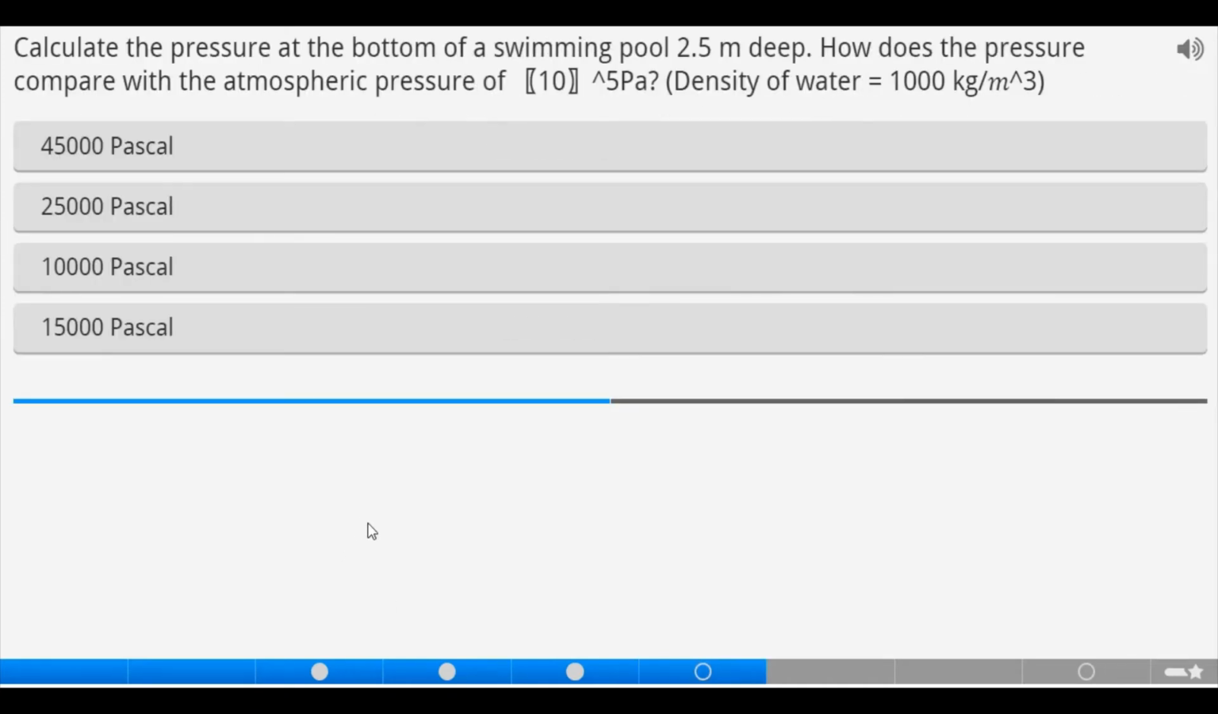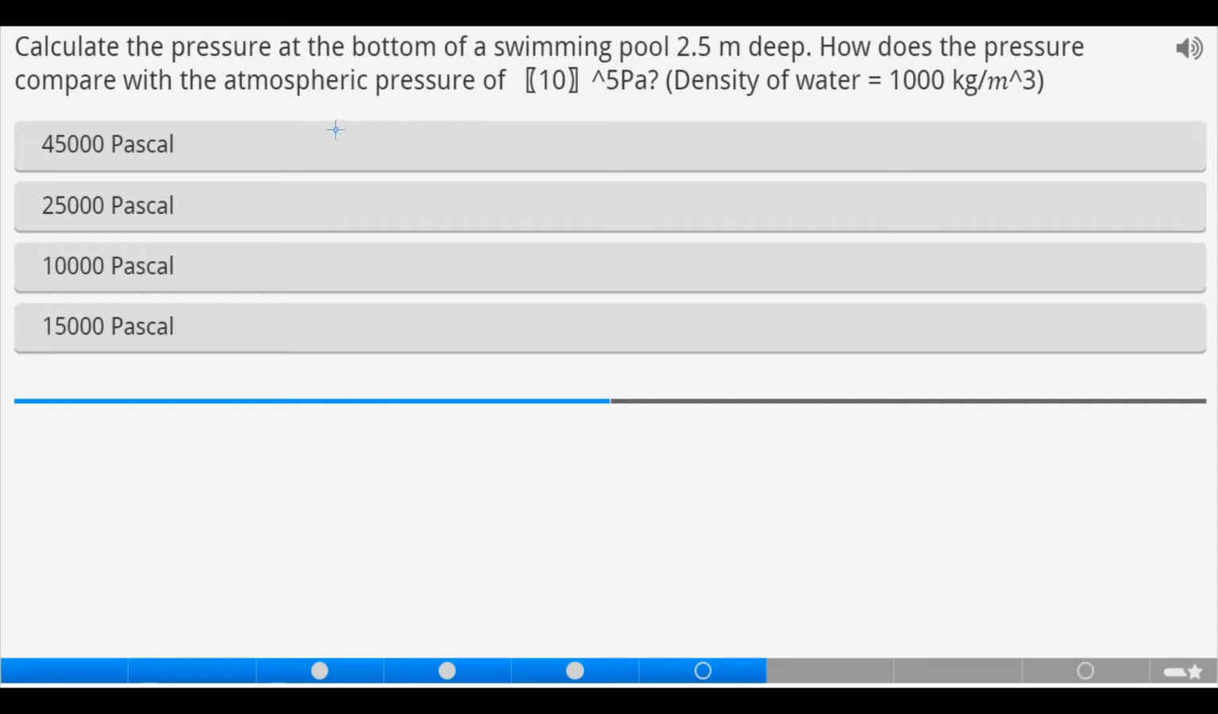Now, we have to calculate the pressure at the bottom of a swimming pool, 2.5 meters deep. How does the pressure compare with the atmospheric pressure of 10 raised to power 5 Pascal? Density of water is 1,000 kilogram per meter cube. If you don't want to use kilogram per meter cube, that means the density of water will be 1 gram per centimeter cube. But let's deal with the question we were asked.